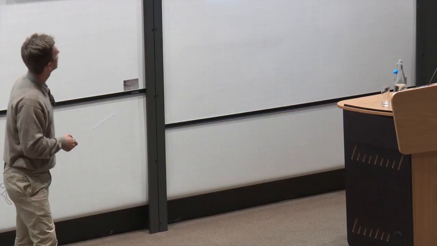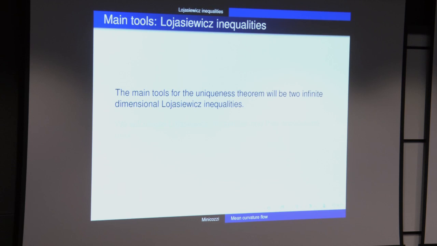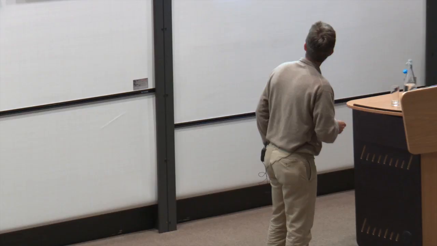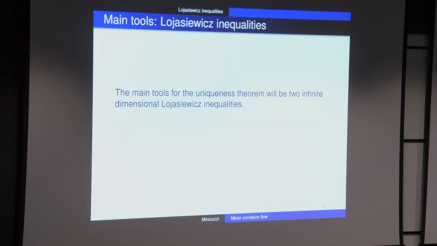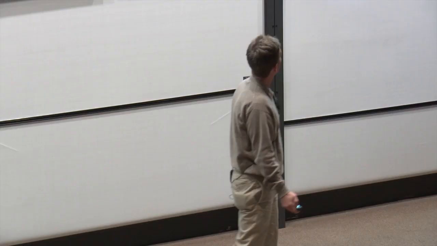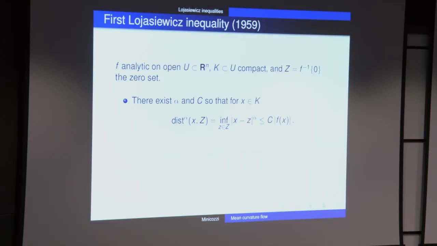Okay, so now I wanted to say a little bit about these Łojasiewicz inequalities. The main tool for the uniqueness theorem is an infinite dimensional version of the Łojasiewicz inequalities. Let me remind you what those are. If you have an analytic function on Euclidean space, then you can bound the distance to the zero set in terms of the value of the function. This is the first way to state this inequality.